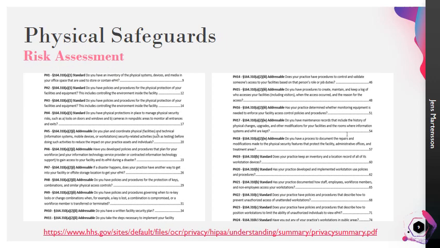And here are your physical safeguards of the risk assessment, again, outlined in nice detail for you to go through and ensure that these processes are in place in order to be compliant when there is actually an audit. It is not if, it is when.